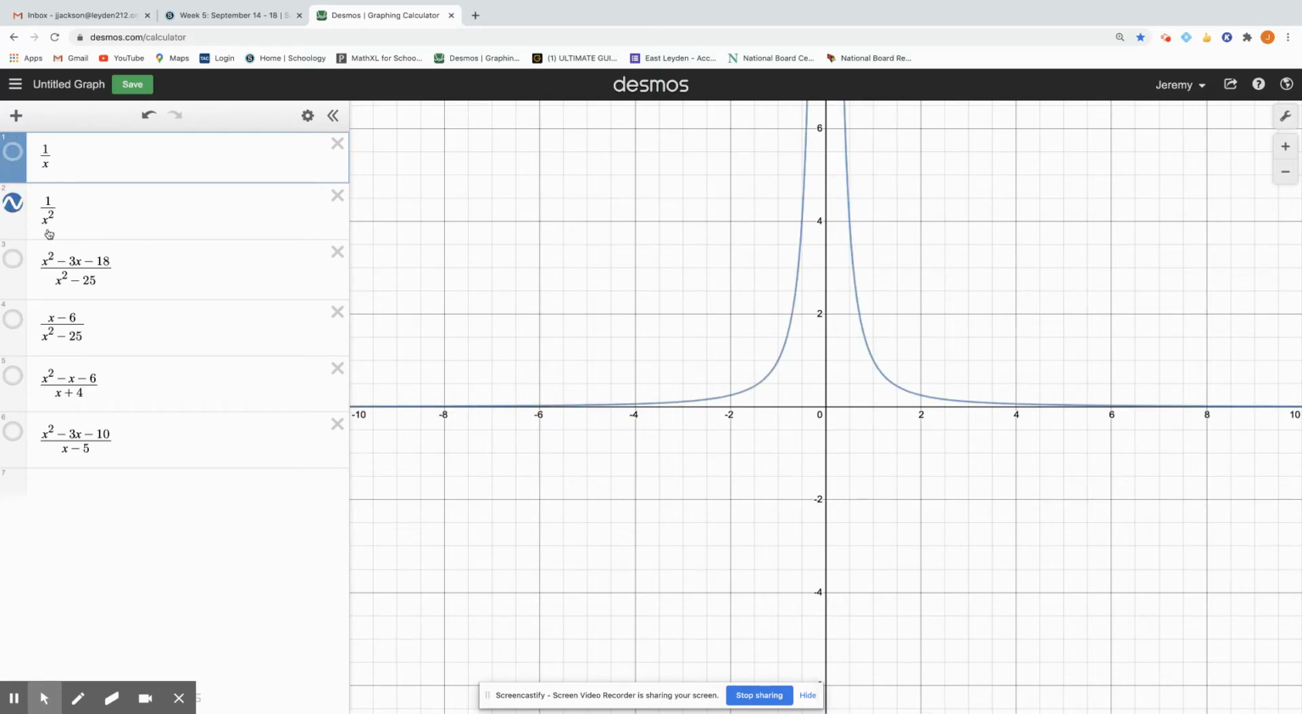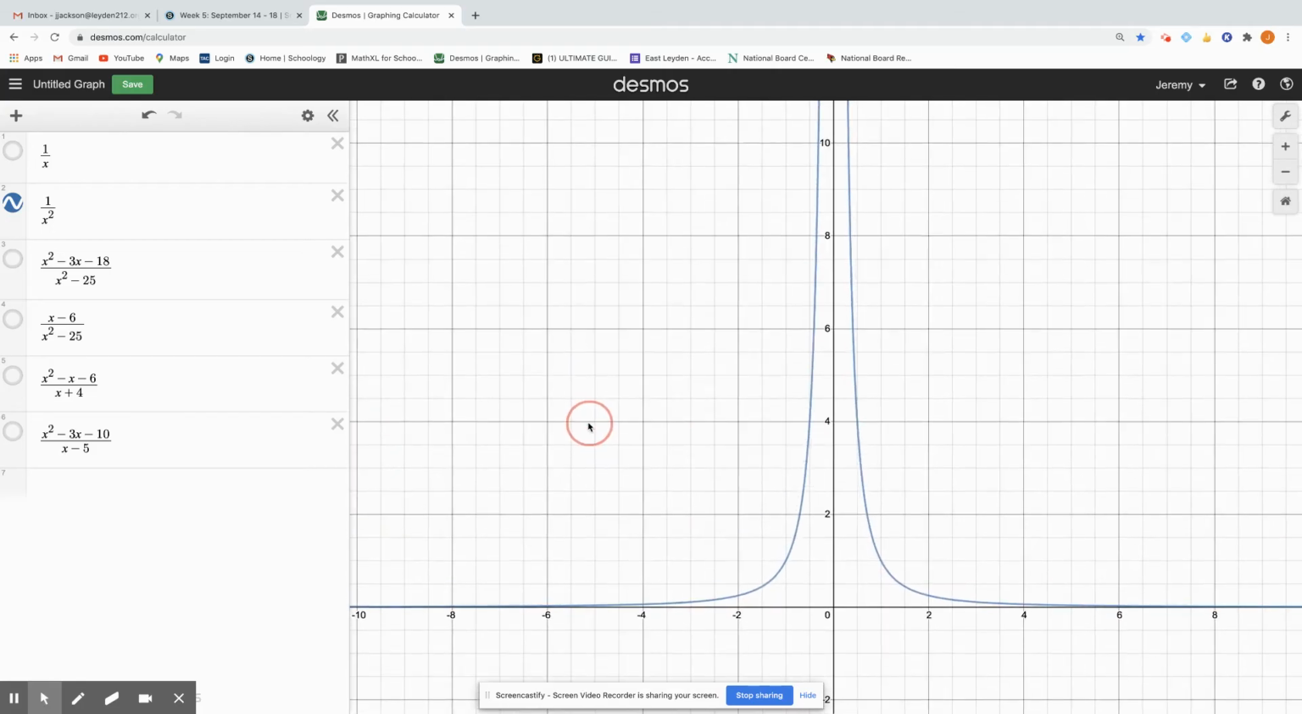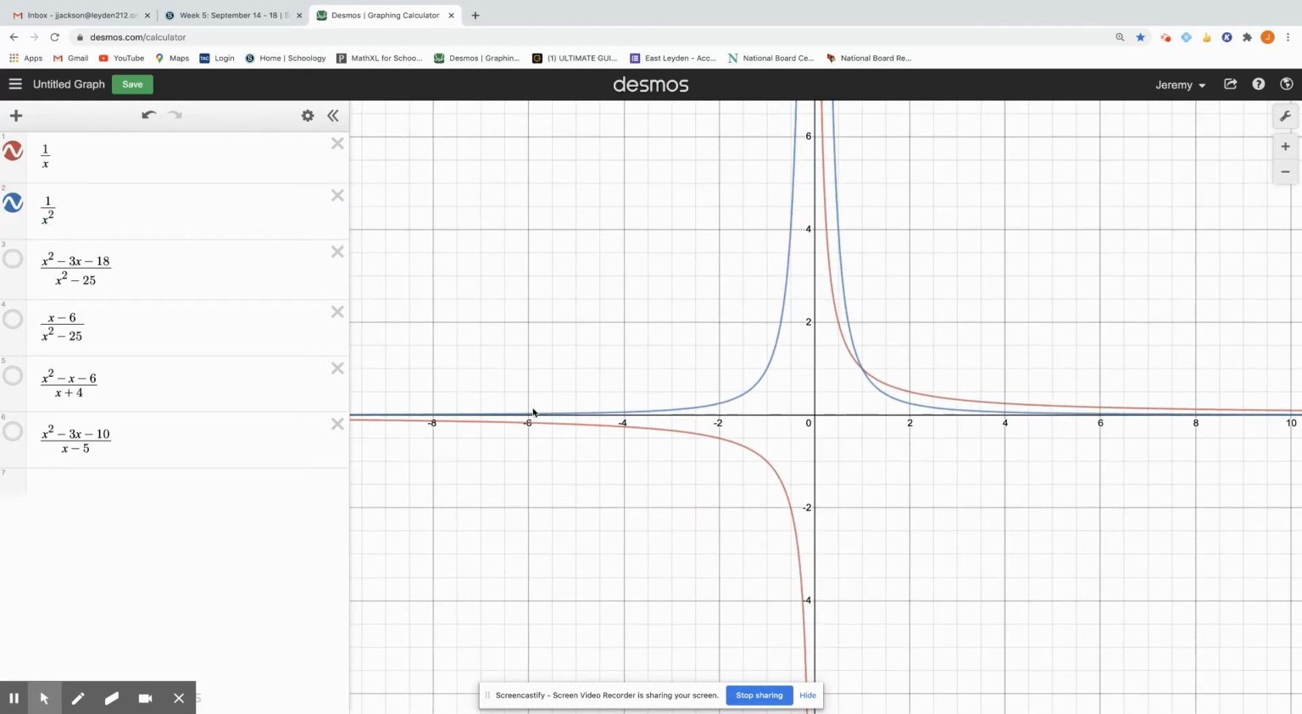Here's the second one where we have just x squared in the denominator. So we see these two sides coming together up here, okay? And you can reason your way through this. Why don't we have the same behavior where this graph was coming down here with negative outputs, right?